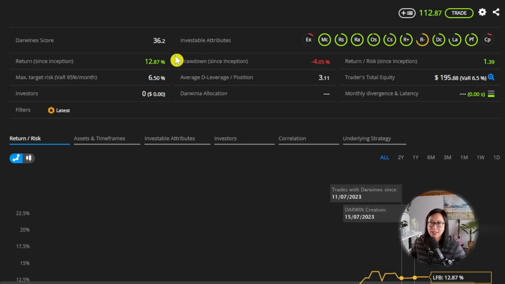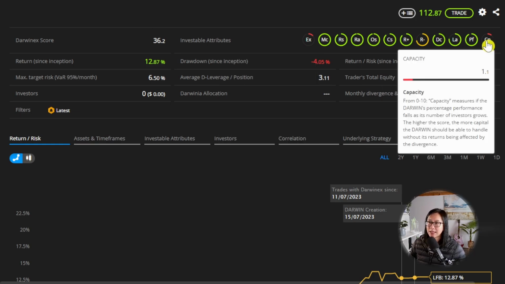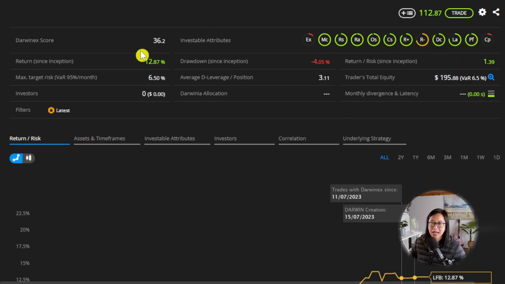Back to my Darwin score, you can see it's fairly low at 36, even though this account is up 12% with a maximum drawdown of 4%, because of two major factors: this experience and this capacity. A good Darwinex score is about 75, so I have a long way to go to hit that target.